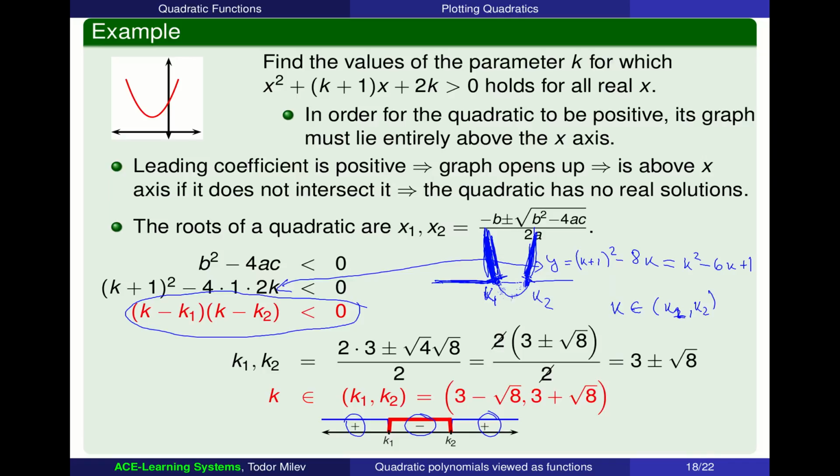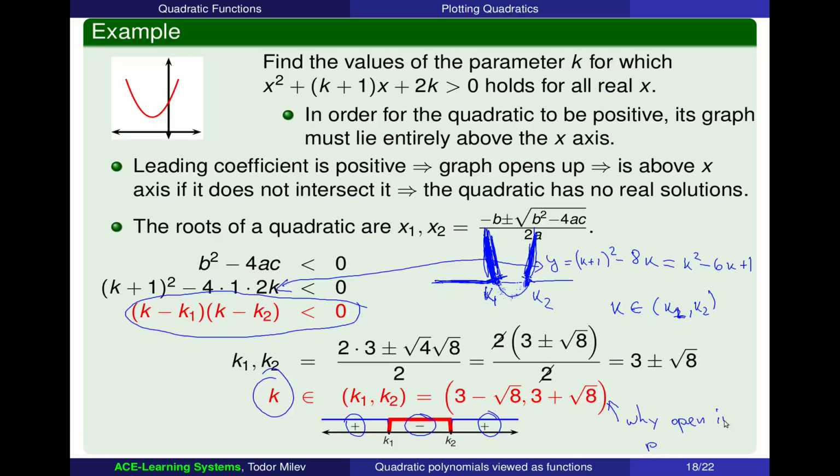So I get that my final answer is that the parameter k must be between 3 minus radical of 8 and 3 plus radical of 8. So finally, I get my answer. The parameter k must be chosen between 3 minus radical of 8 and 3 plus radical of 8. Now notice that when I write my final answer, I'm saying that the parameter k must sit in a certain interval, and I'm using open parentheses. So why open parentheses?